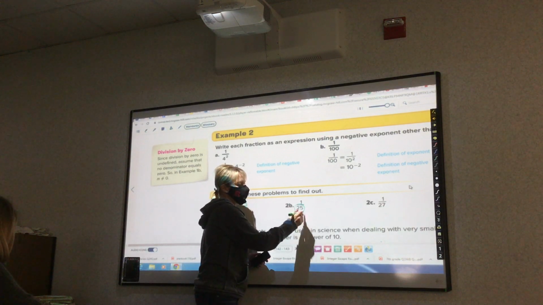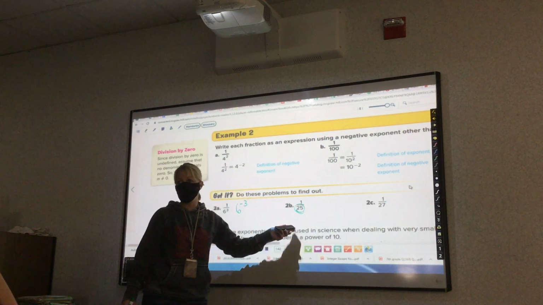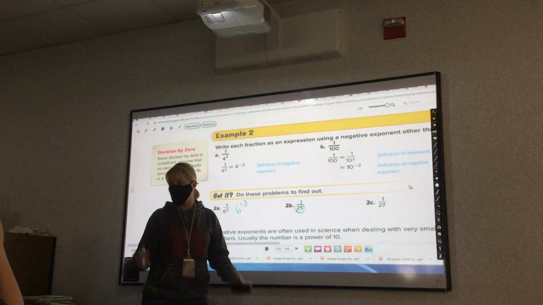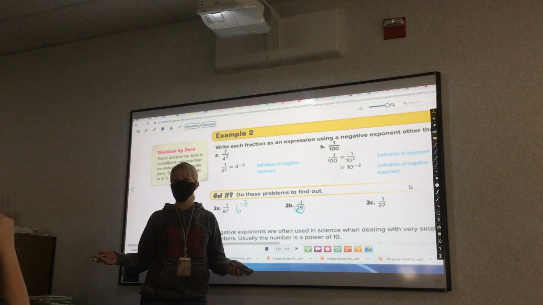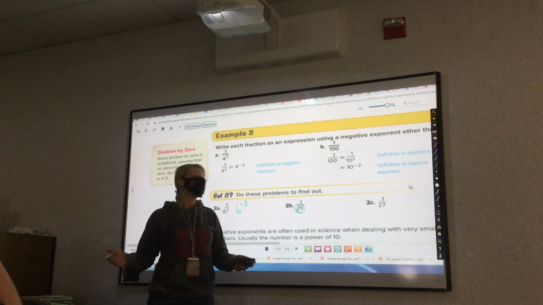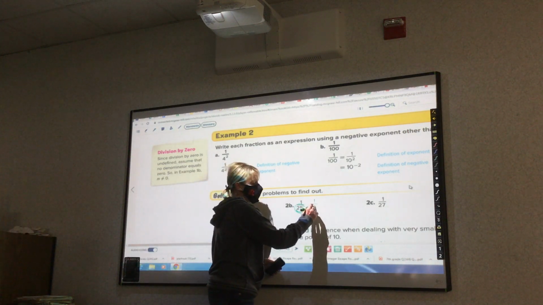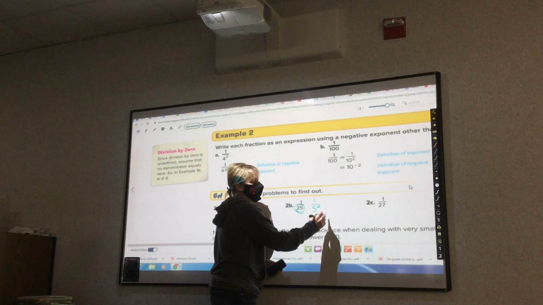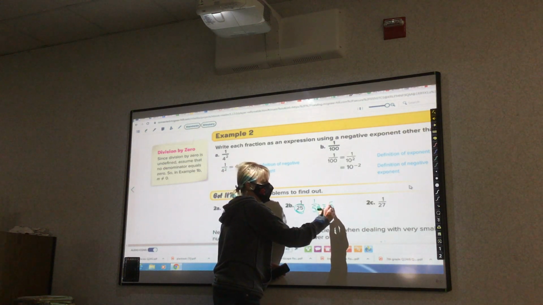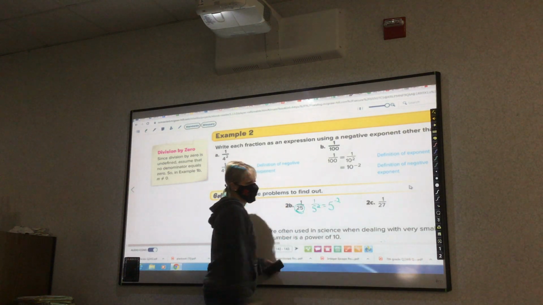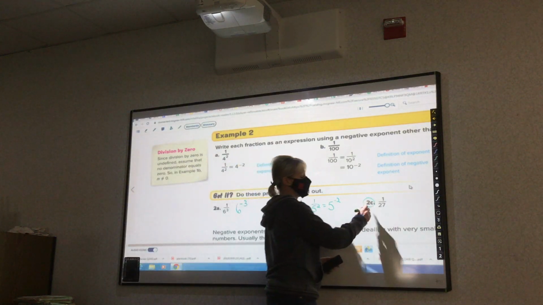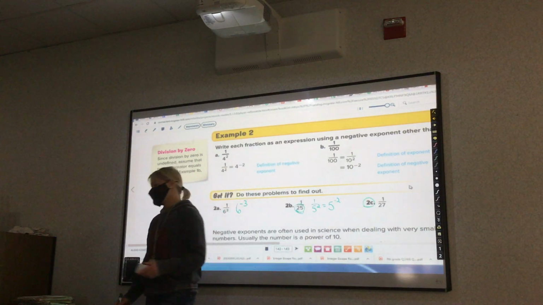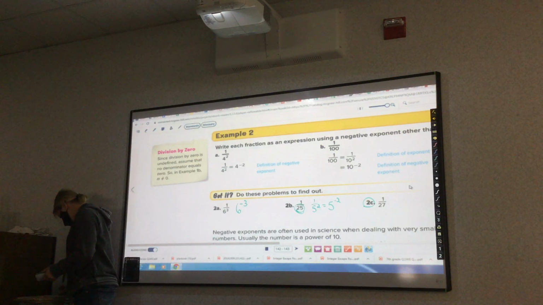What is this? So basically I have to find this with a square or a cube root of some sort. What can I do to get to 25? 5 squared. So this would be 1 over 5 squared, right? Then you show that it would be 5 to the negative 2. I want you guys to try to figure out 2C. What can I do in order to get to that?